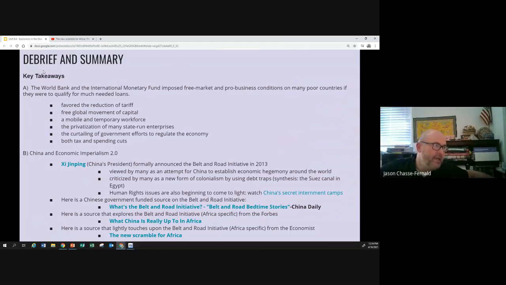All right, so some key takeaways, right? World Bank, IMF, right? A little rundown of what they supported, right? Favored reduction of tariffs, free global market, movement of capital, mobility of labor, a mobile and temporary workforce, privatization of state-run enterprises, curtailing of government efforts to regulate the economy, right? And both tax and spending cuts, right?